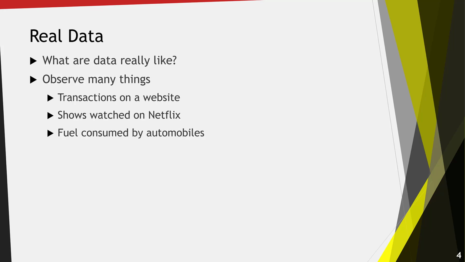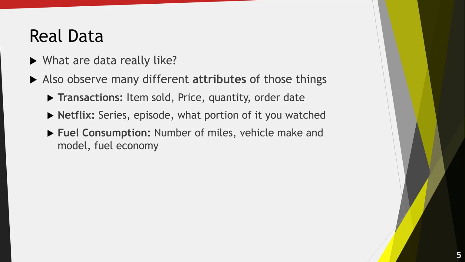The fact is we observe many things, like transactions on a website, shows that were watched on Netflix, or maybe fuel consumed by automobiles taking trips. While we observe a lot of different things, we also observe a lot of different attributes of those things. So when you're thinking about transactions on a website, you observe the items sold, the price they were sold at, the quantity, the order date. If you're thinking about shows on Netflix, you'd observe the series, the episode, and maybe the portion of it that was watched. For automobile fuel consumption, you might observe the number of miles that were driven, the vehicle make and model, and the fuel economy.